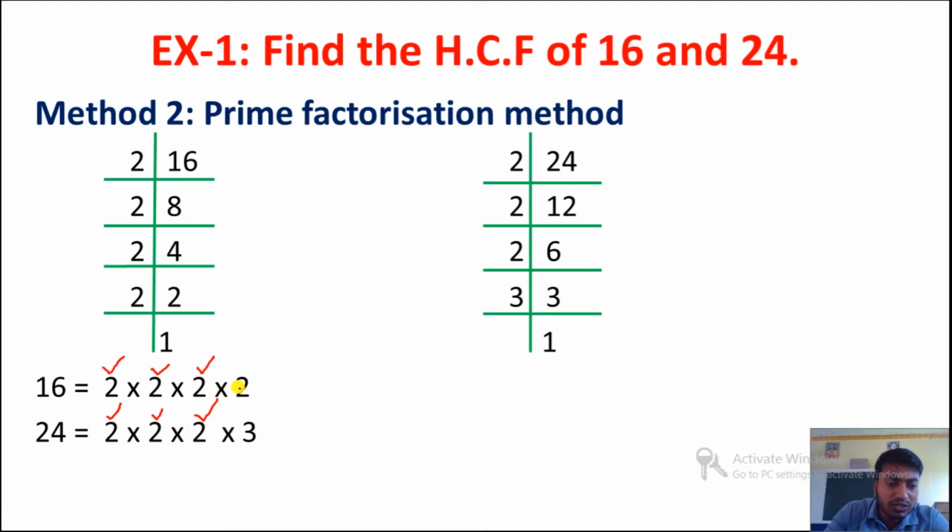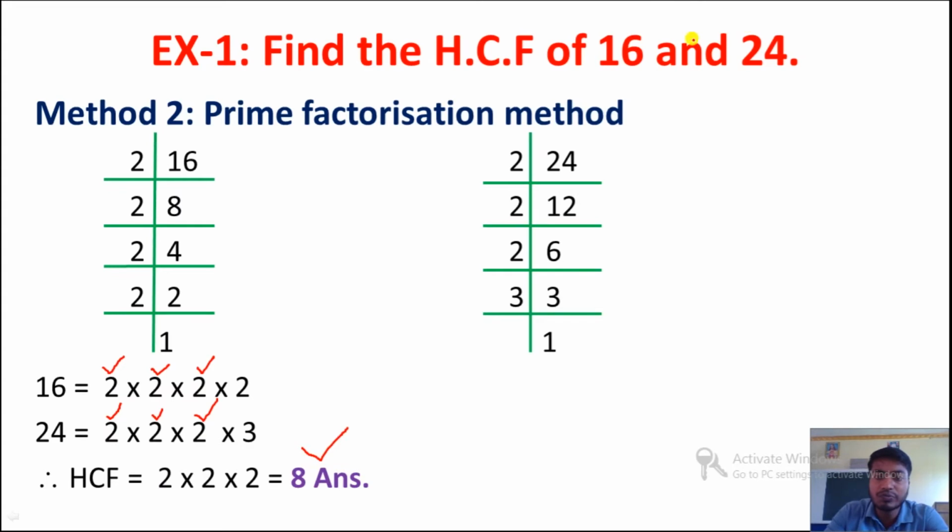Now here you can see 2, but here we don't have any 2. And here you can see we have 3, but here we don't have any 3. Okay. So what did we get common here? 2 into 2 into 2. Clear? So HCF will be 2 into 2 into 2. When we multiply, we get 8. This is the HCF of 16 and 24. Understood? So this is the prime factorization method. This is how we can find HCF using the prime factorization method. Clear?